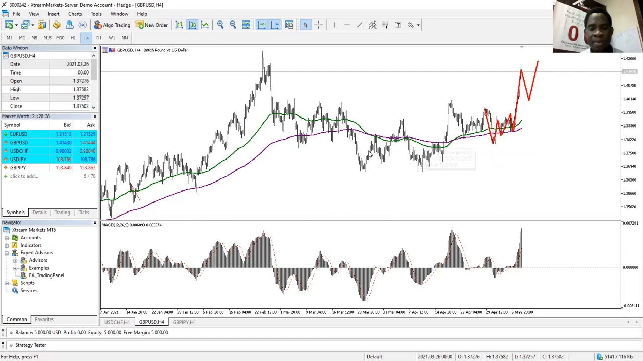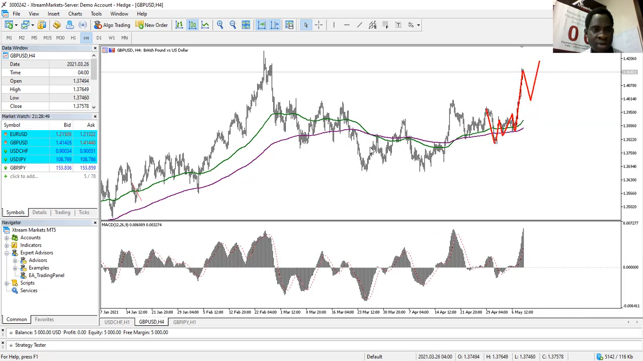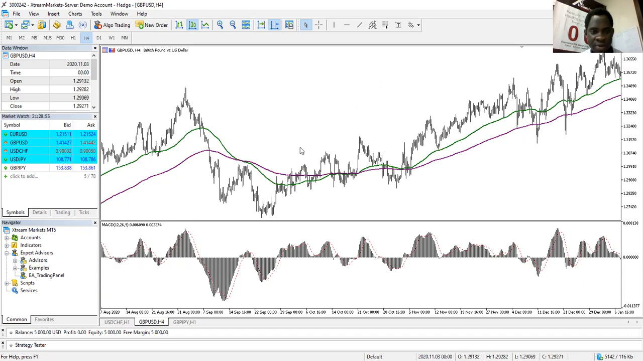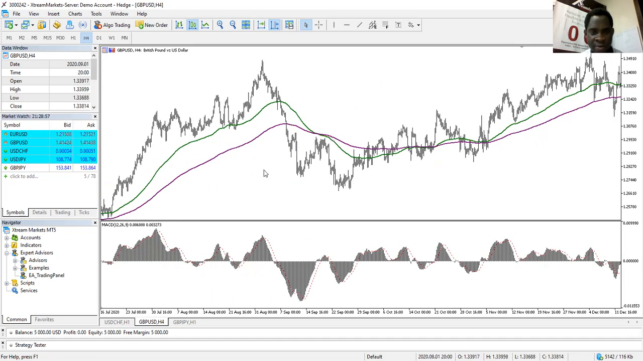Then let's look at a scenario where price is in a downward trend. This is the 4 hours. Let me see a scenario where we have price in a down movement. Okay, we can see this.